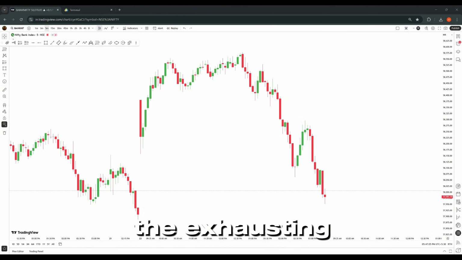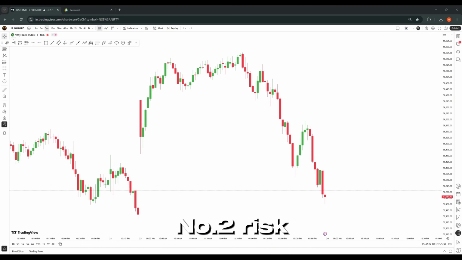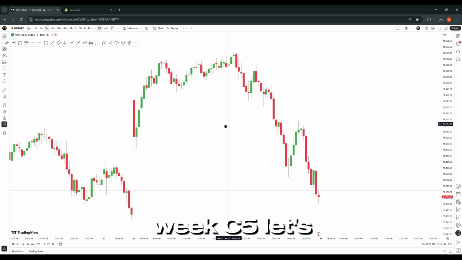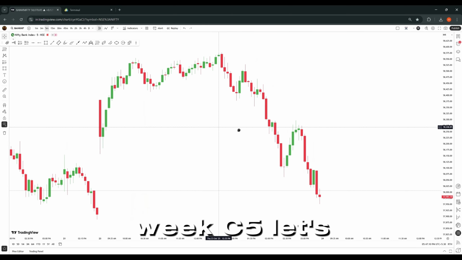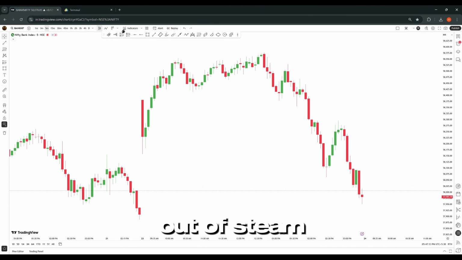Concept 1. The exhaustion breath. Fading momentum like a pro. Let's kick off with the exhaustion breath, the concept that spots when a move is running out of steam.